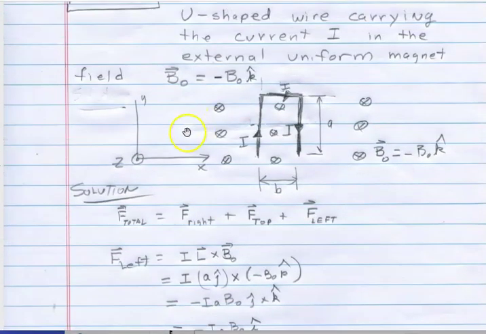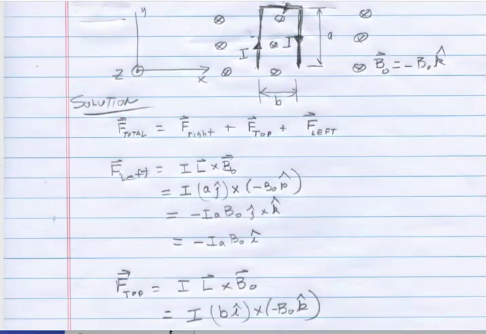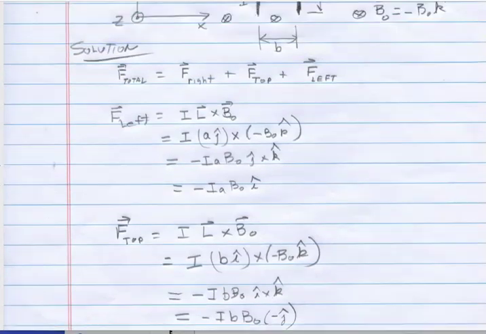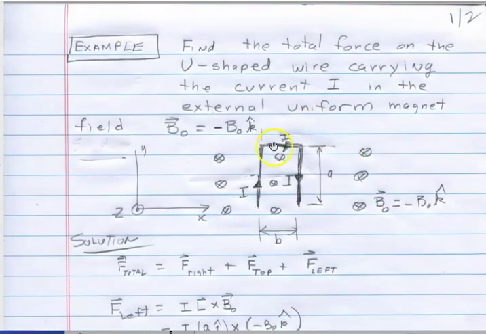You look up here, i hat cross k hat, so that's going to be, if you use the right hand rule, z is coming out of the page at me, and it is going to be downward, which is in the minus j hat. So I get minus j hat for this i hat cross k hat, and a minus times a minus is a plus, and so that one, with all of these quantities being positive, is in the positive y direction. So the force on this top portion here is strictly straight up.